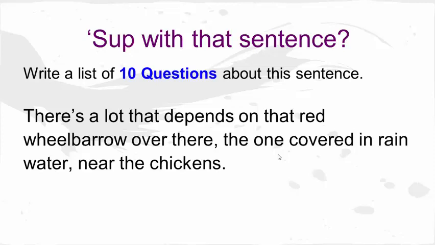So here's the sentence. There's a lot that depends on that red wheelbarrow over there, the one covered in rainwater near the chickens. Might seem kind of random, but write some questions down about that sentence. Pause the video here and play it again when you have at least 5 or 6 questions written down about that sentence.